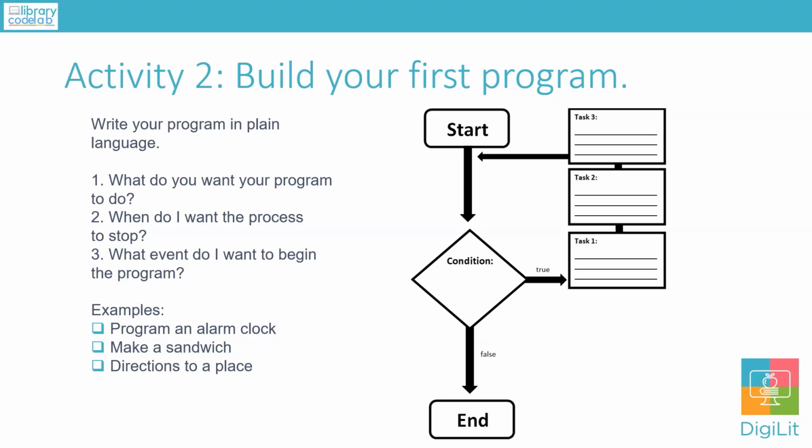And question three, what event do I want to begin the program? So I want a reminder. So what do you want your program to do? I want to set up two alarms with 1 hour between. For example, I want her to be in bed at 8:30. So at 7:30, I need to have a clock ringing in order to put in her mind that she still has 1 hour, and after, I don't want to see her anymore.